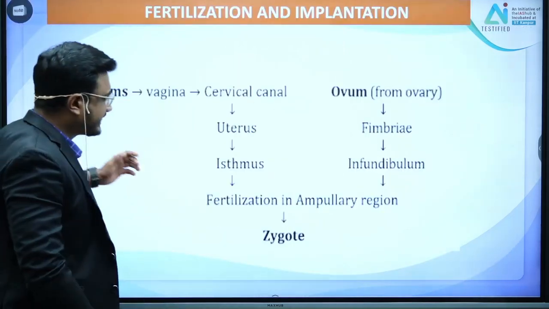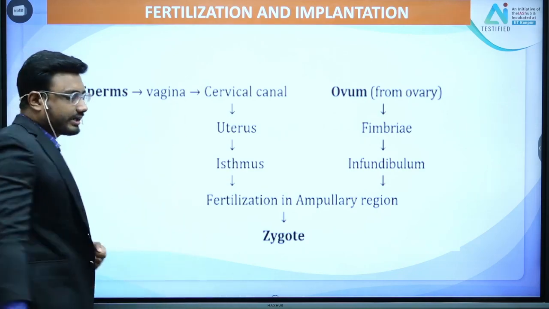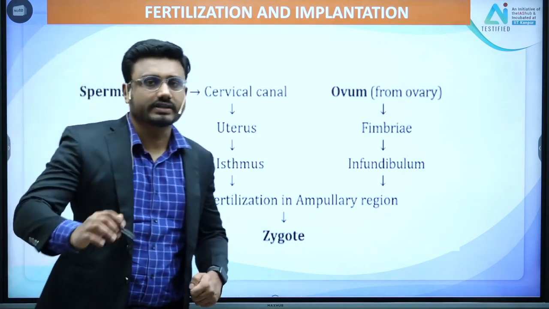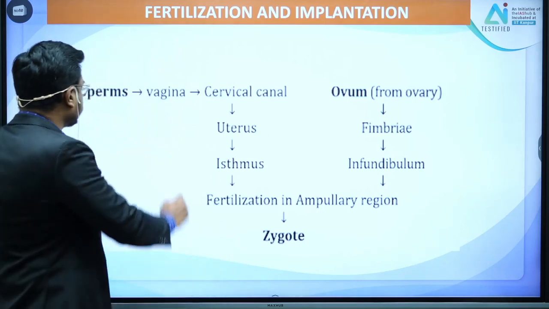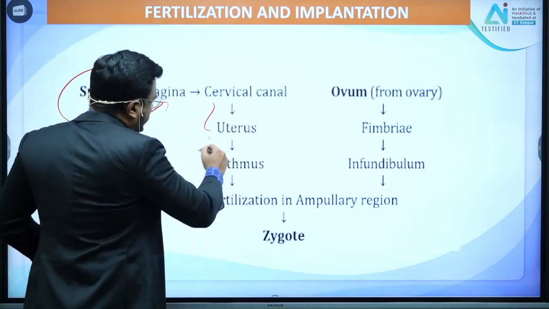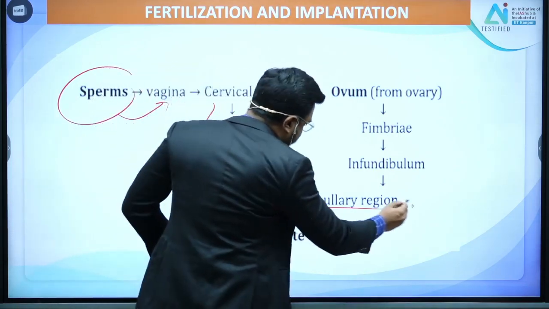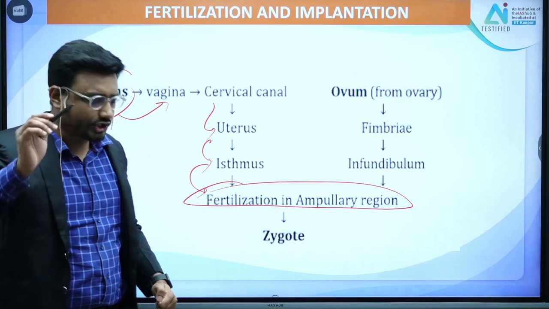So fertilization and implantation. Now let's go through it. In this slide we are going through the process of fertilization. Here the sperms are traveling inside the vagina through the cervical canal, the uterus, the isthmus. They finally reach the ampullary region of the fallopian tube.